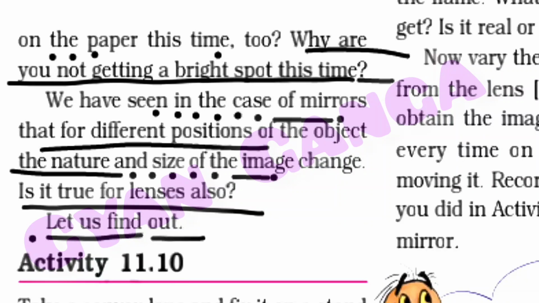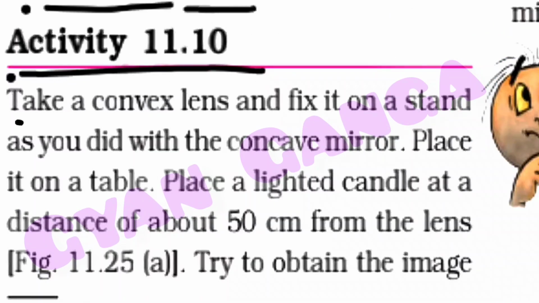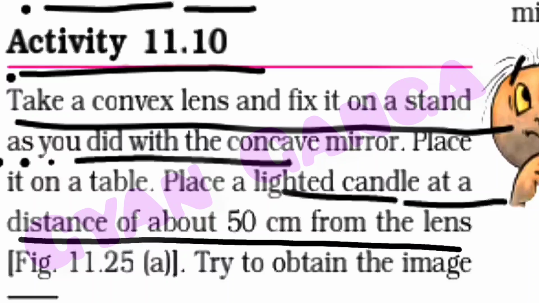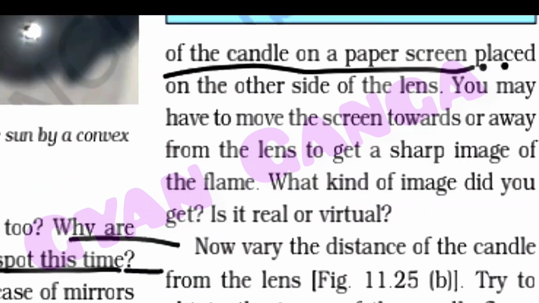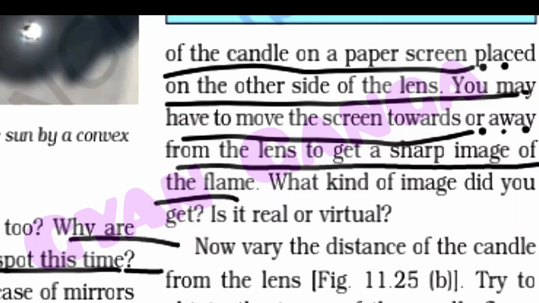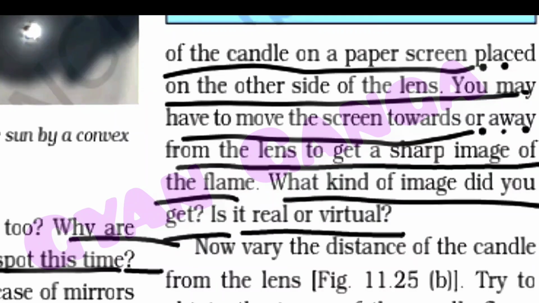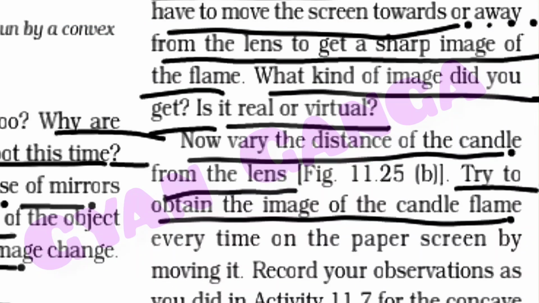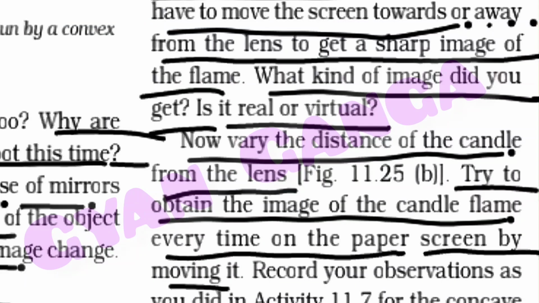Let's find out. Activity 11.10. Take a convex lens and fix it on a stand. As you did with the concave mirror, place it on a table. Place a lighted candle at a distance of about 50 centimeters from the lens. Try to obtain the image of the candle on a paper screen placed on the other side of the lens. You may have to move the screen towards or away from the lens to get a sharp image of the flame. What kind of image did you get? Is this real or virtual? Now vary the distance of the candle from the lens. Try to obtain the image of the candle flame every time on the paper screen by moving it.